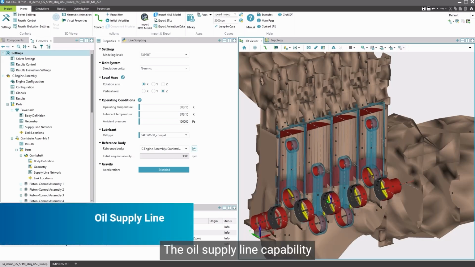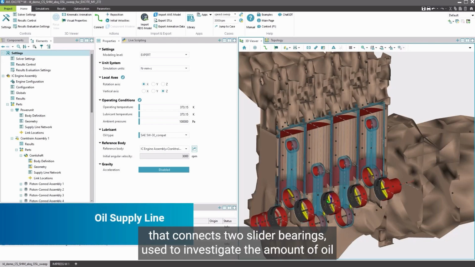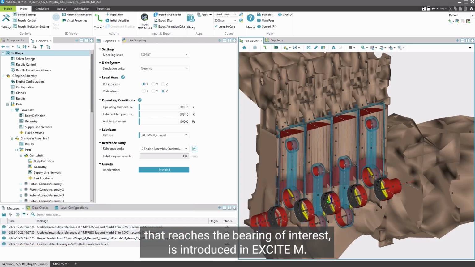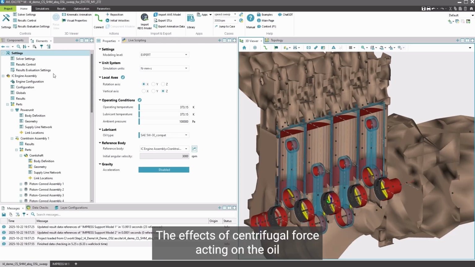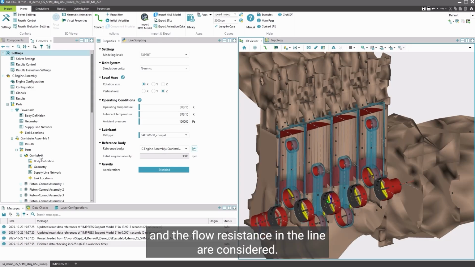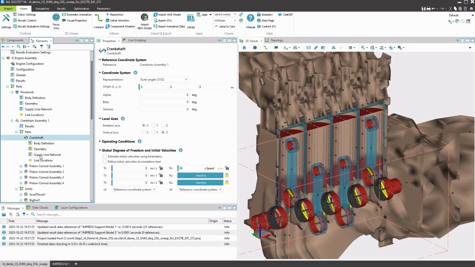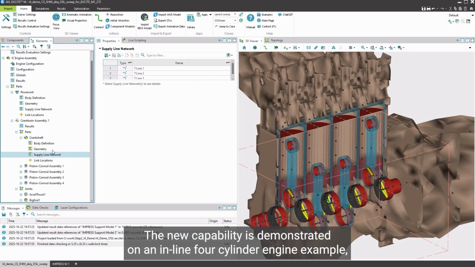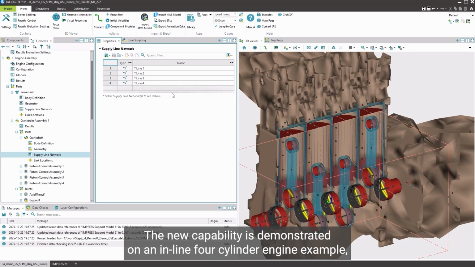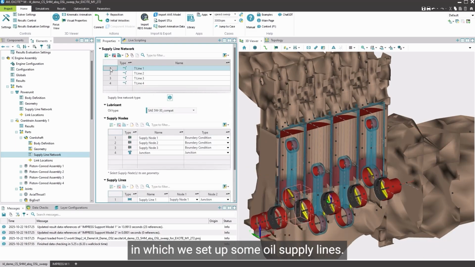The oil supply line capability that connects two slider bearings, used to investigate the amount of oil that reaches the bearing of interest, is introduced in EXCITE M. The effects of centrifugal force acting on the oil and the flow resistance in the line are considered. The new capability is demonstrated on an inline 4-cylinder engine example in which we set up some oil supply lines.